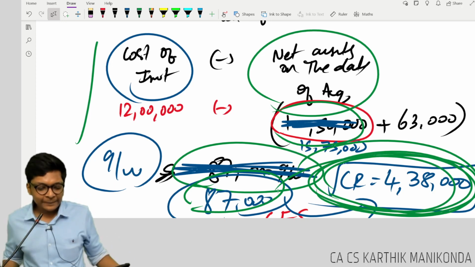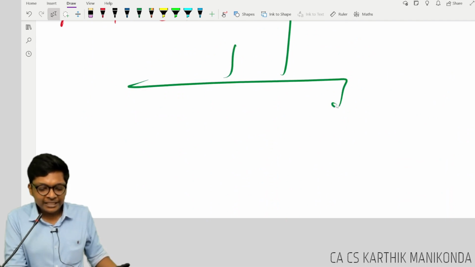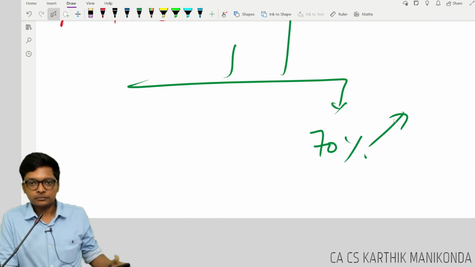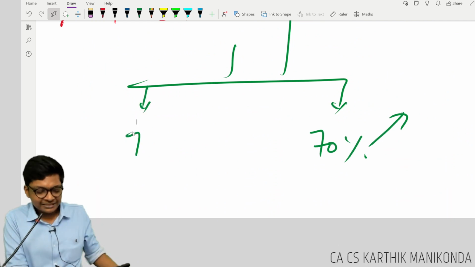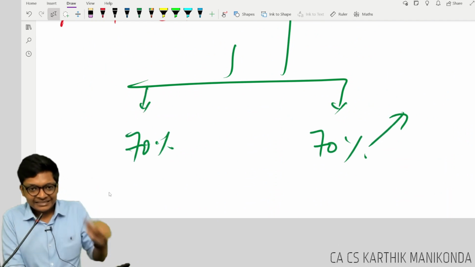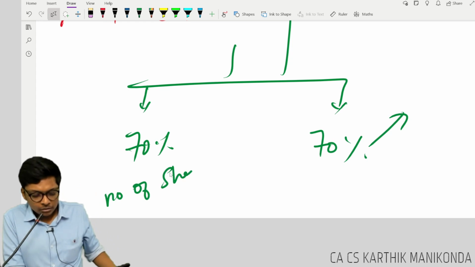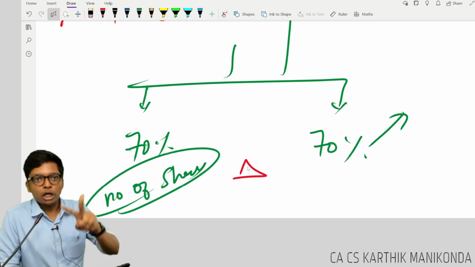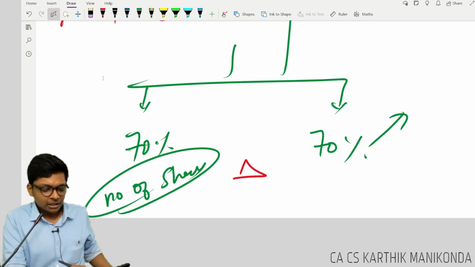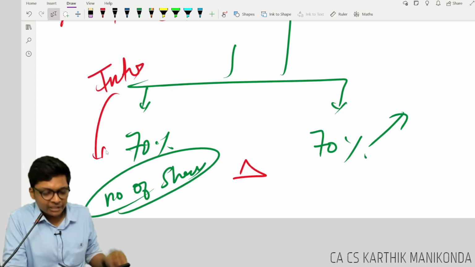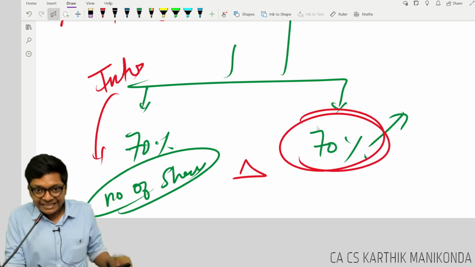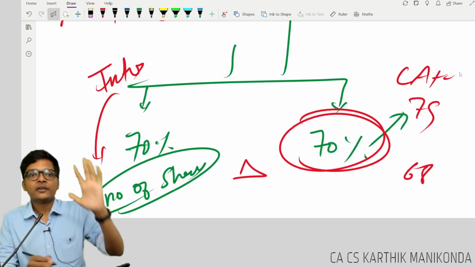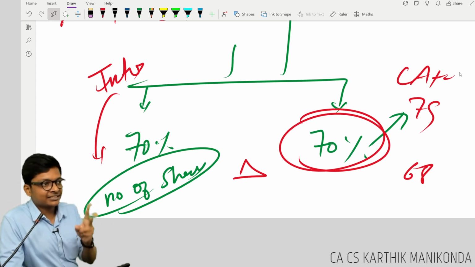So there are two types of change, guys. One change can change the percentage of 70 up or down. The other change, like bonus, 70 remains the same, but only number of shares changes. In both the cases, cost of control will change. This is CA Inter syllabus, bonus. If the percentage changes to 75, 68, we will learn in CA Final. Are you getting the difference, guys?